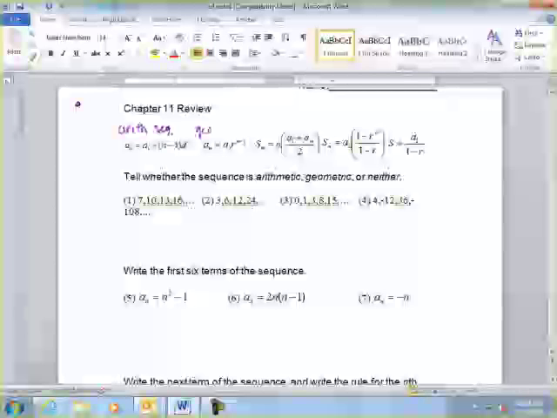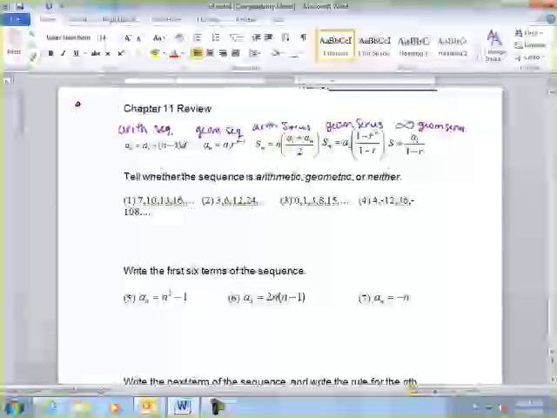The second one is for a geometric sequence. The third one is for an arithmetic series. That's where we're finding the sum of terms. The fourth one is for a geometric series. And the last one is for an infinite geometric series. So the 5 formulas will be provided for you, but not what they are used for.